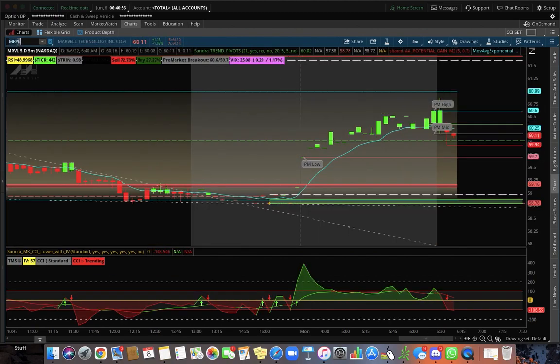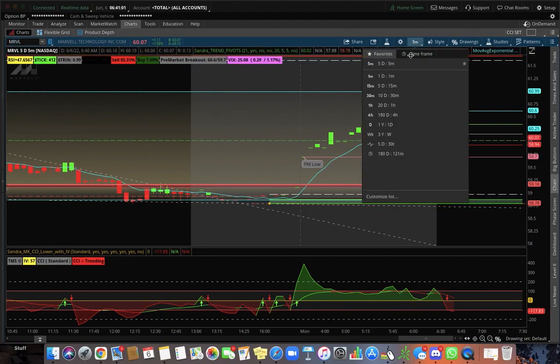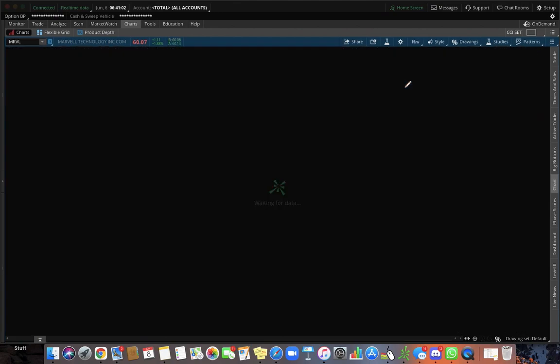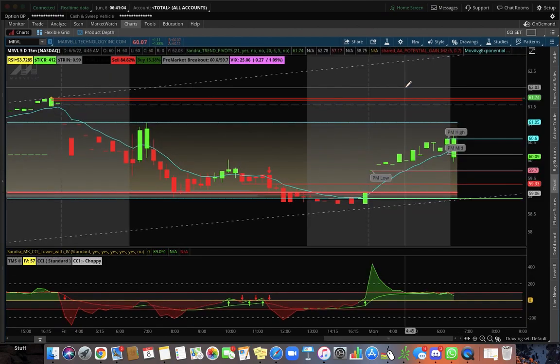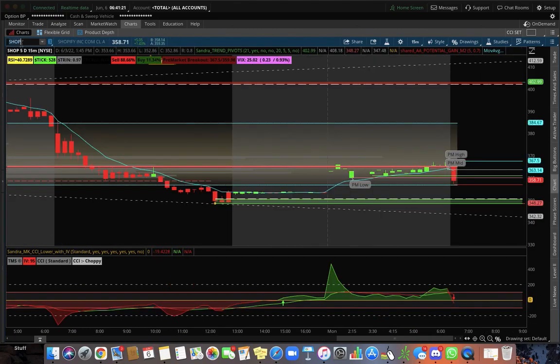Oh, Marvel made a little bit of headway. Well, it's above point of control and looks like it could get up there. Chris had this trade with XOM where we sold this week's call. Yeah.